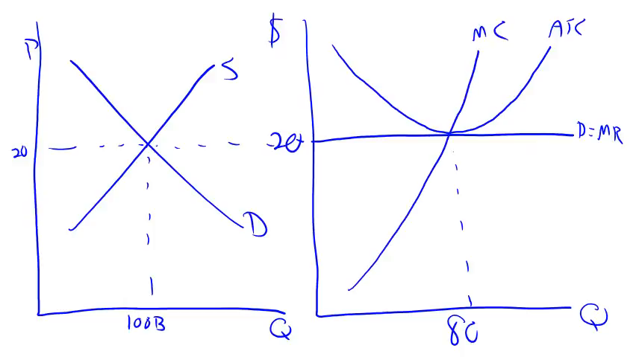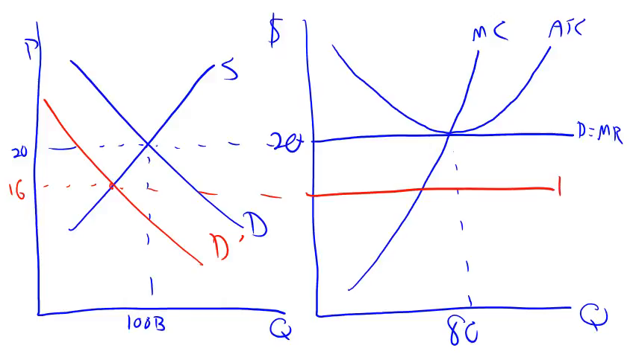Now, when demand decreases, we get the exact opposite of when demand increases. The decrease in demand will shift the demand curve to the left. As a result, the equilibrium price falls to something like $16. Demand prime equals MR prime. As a result, the demand facing the firm decreases, and the quantity produced by the firm decreases. So in the short run, we're going to see price fall, and the quantity produced by the firm also fall.